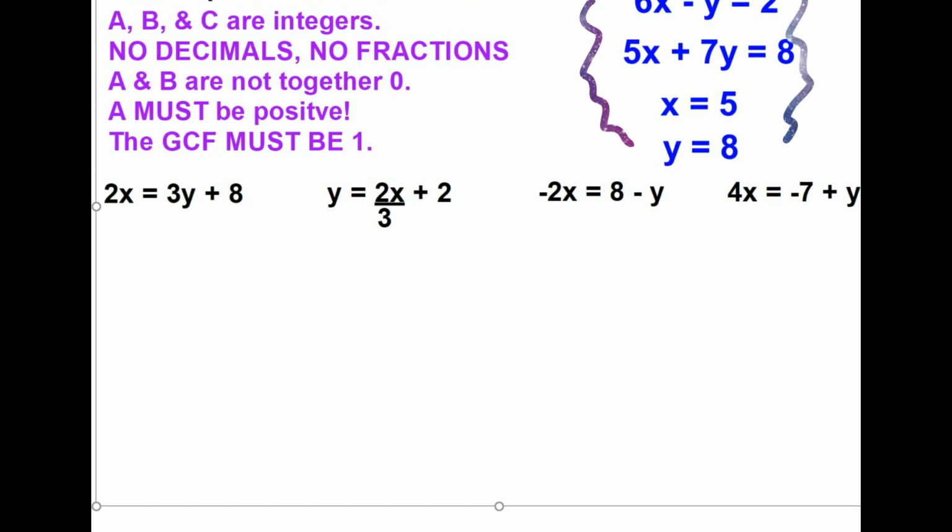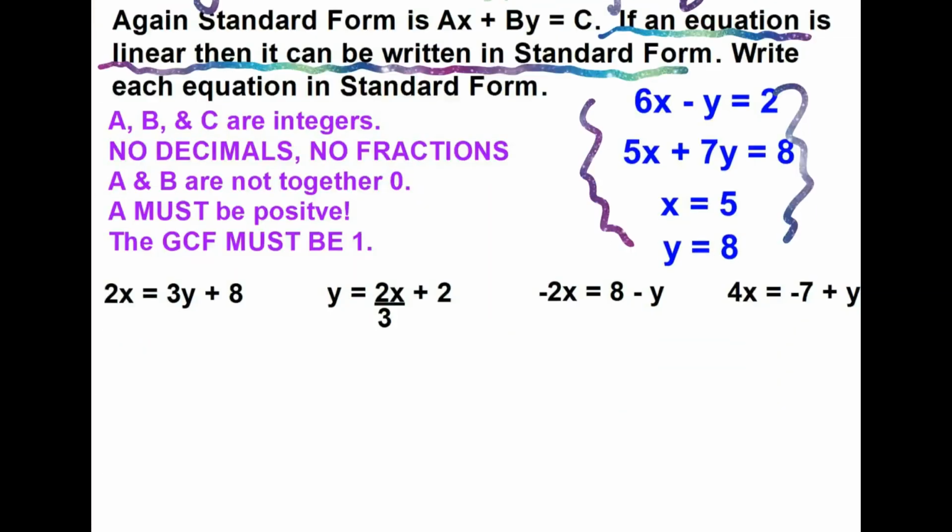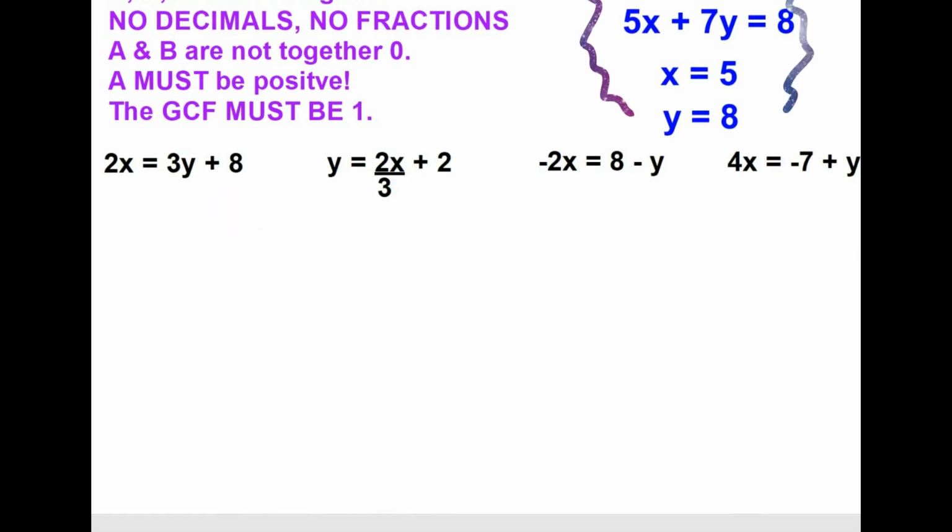All righty. So, in this equation right here, we have 2x equals 3y plus 8. We know standard form is ax plus by equals c. I'm going to need you to use your math competence. So we know that A, B, and C must be integers. We got that. They are integers.